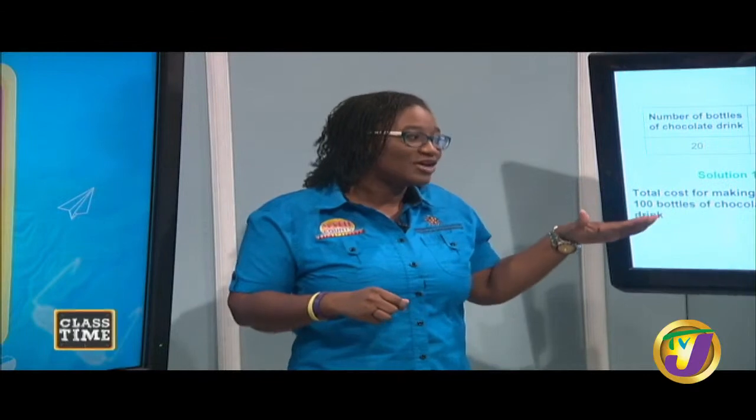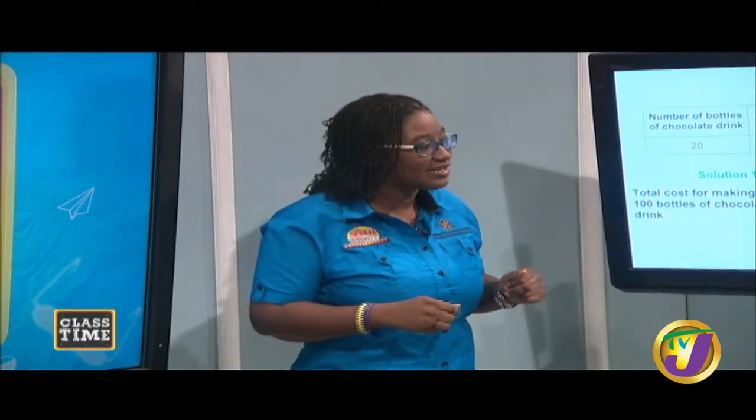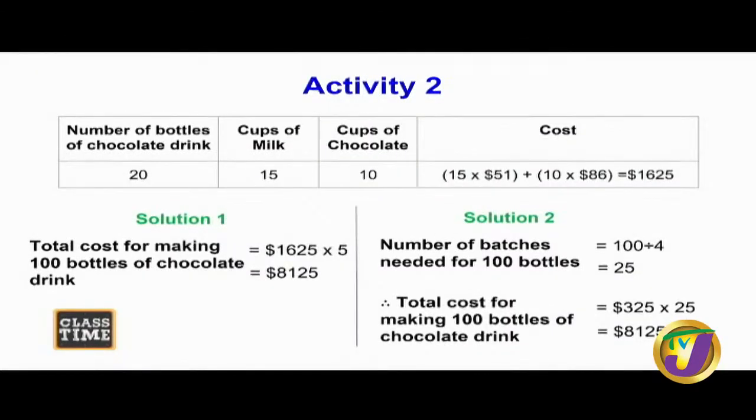So I could figure out the number of batches as we're seeing on our screen here. I would need 25 batches of 4 bottles each, and that would have given me the 100 bottles that I'm trying to find. The cost, therefore, can also be multiplied by 25. So $325 for 4 bottles, multiplying that by 25, we have the same answer.